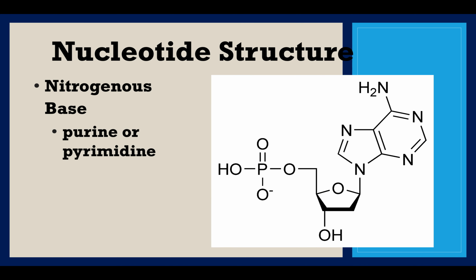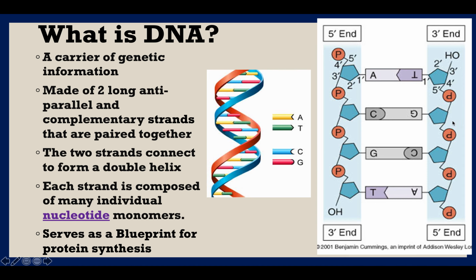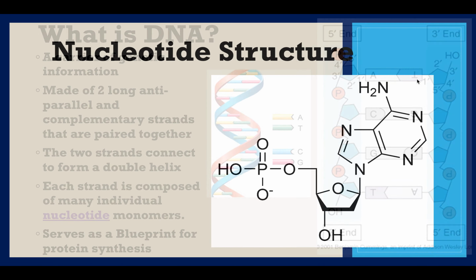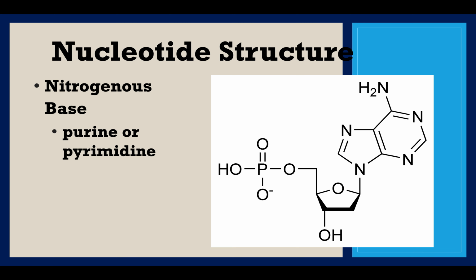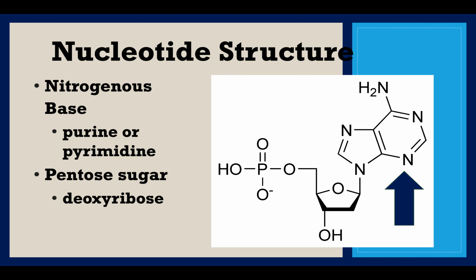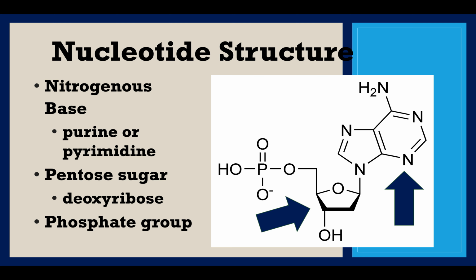This is the nucleotide structure. Notice that it is not just the nitrogenous base. A nucleotide also includes the sugar that is attached to that. So, it includes a nitrogenous base, which is a purine or a pyrimidine, and a pentose sugar, that is the deoxyribose, as well as the phosphate group. Those three together make a nucleotide.